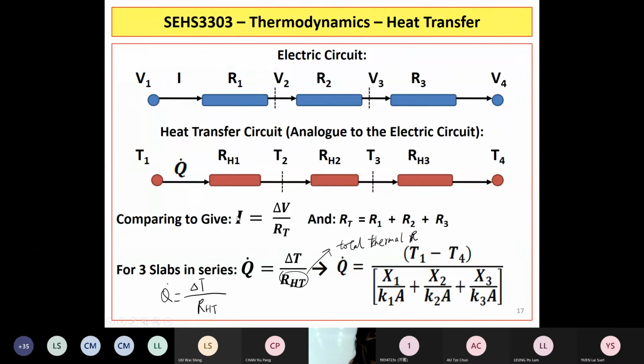Similar to this electrical calculation, R_HT total, the total thermal resistor, should be the sum of the three resistors.